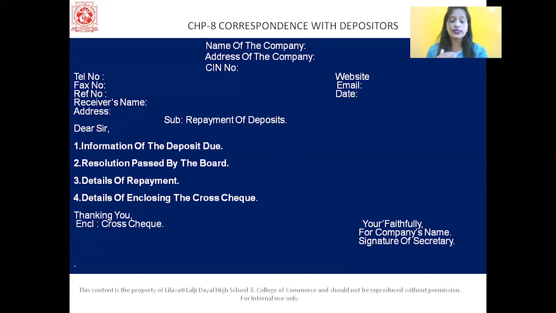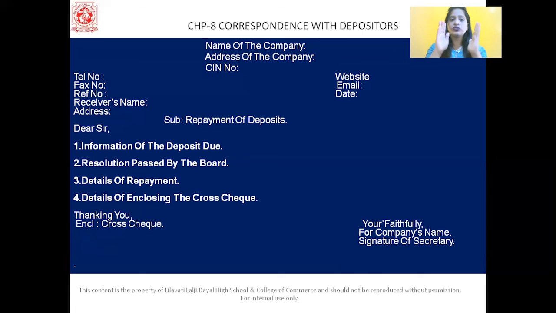Fourth, the secretary is talking about the details of enclosing the cheque. So herein the secretary is telling, please find enclosed herewith the cheque of rupees so and so, dated dash, drawn on dash. Then you have yours faithfully, company's name and signature of your secretary.